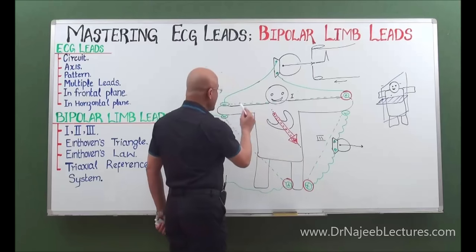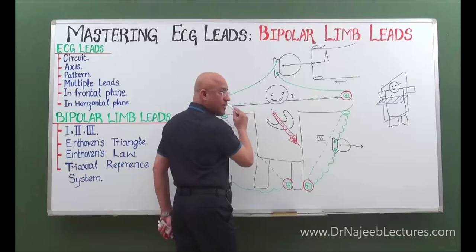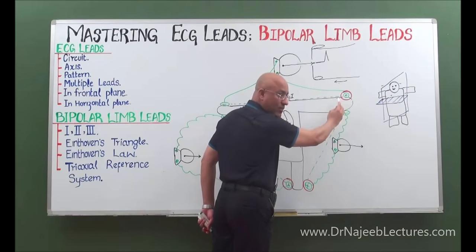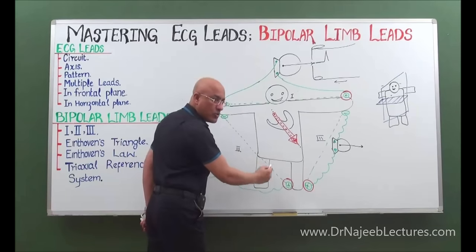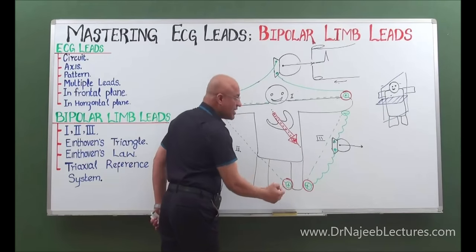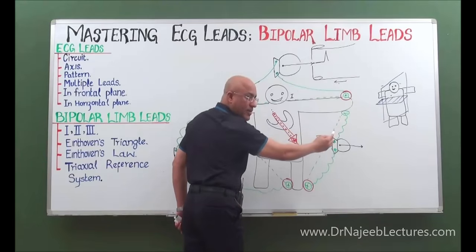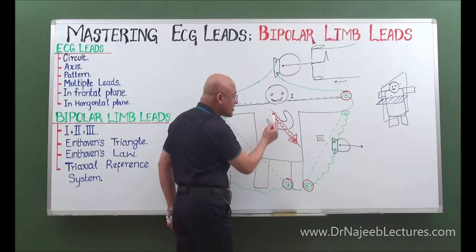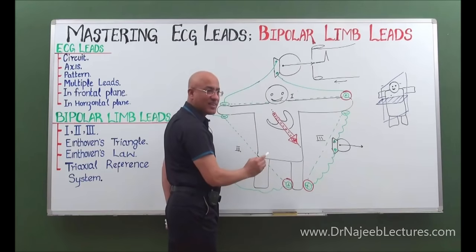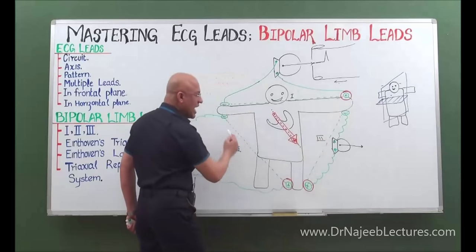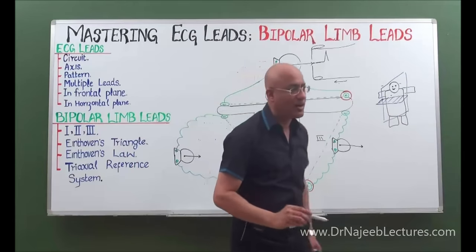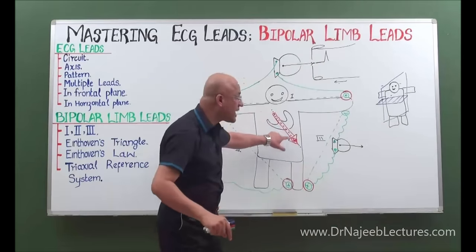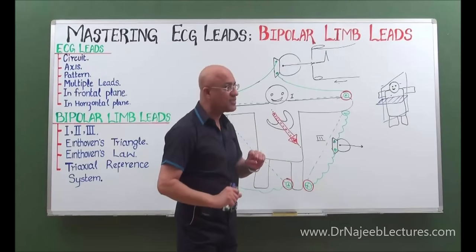Now listen, this is the axis of lead number 1, which is in the horizontal plane. Is that right? At zero angle with the horizontal. This is the axis of lead number 2, which is directed downward and leftward. This is the axis of lead number 3, which is directed downward and rightward. And this is the electrical axis of the vector. Right? All these three leads are looking at the same electrical activity of the heart, but from different angles.